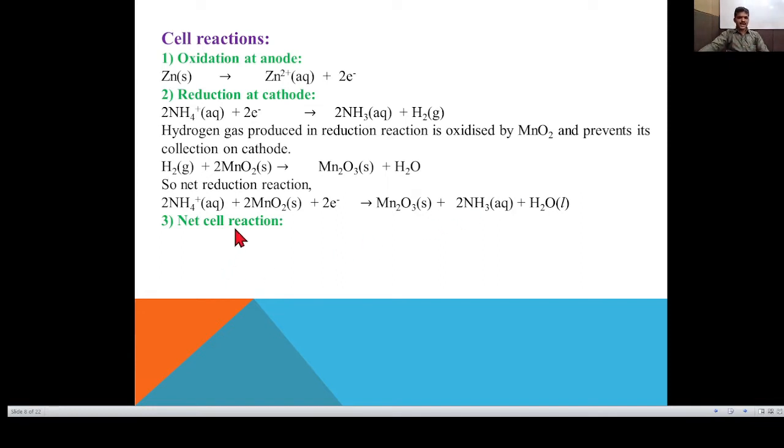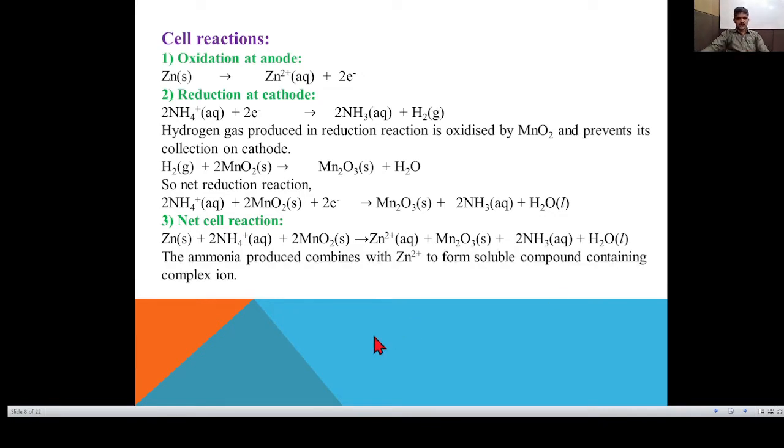Then what is the net cell reaction? We add the oxidation at anode reaction and the net reduction reaction. Adding these two equations, we get the net cell equation: Zn plus 2 NH4+ plus 2 MnO2 gives Zn2+ plus Mn2O3 plus 2 moles of NH3 plus H2O. The cell will be discharged due to the acidic condition, due to the bubbling of hydrogen gas.